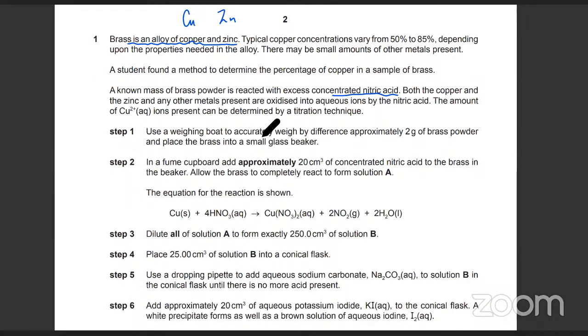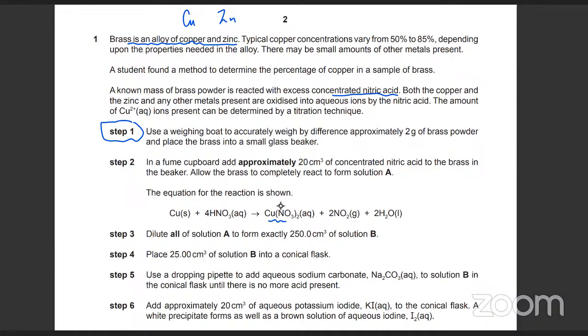Using a weighing boat to accurately weigh by difference approximately 2 grams of brass powder and place the brass into a small glass beaker. So he weighs it basically and places it in a beaker. That's the first step. Step number 2, in a fume cupboard, add approximately 20 cm³ of nitric acid to the brass in the beaker. Allow the brass to completely react to form solution A. So solution A is this thing.